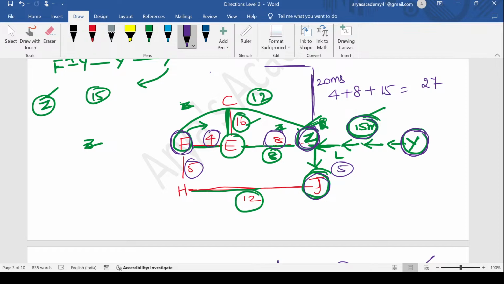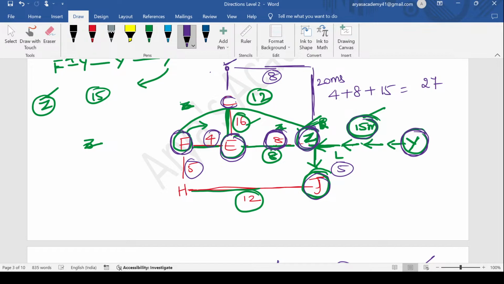8. See, if you observe, the distance between point E and point Z is how much? 8. So if you travel 8 meters, you will be exactly above point E, and point C is also exactly above point E, so you will be somewhere over here. You will be traveling 8. So finally you are here.